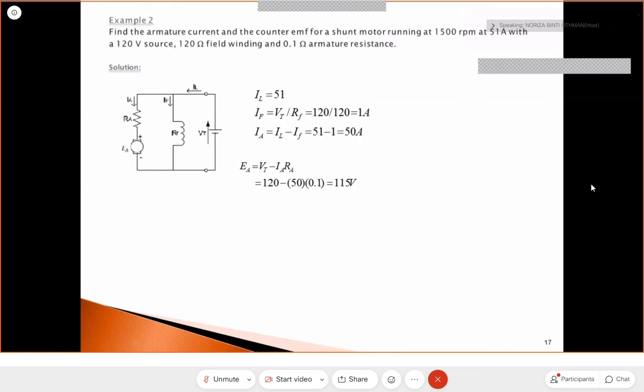Okay, so senang je ni sebenarnya. Sebabnya dia tak melibatkan imaginary, tak ada j semua, sebab dia DC. So bila DC, you cuma ada resistor saja. Resistor, so field winding and armature winding. Boleh ke? Boleh, madam. Senang je kan?